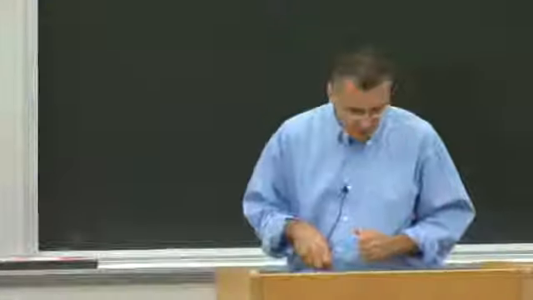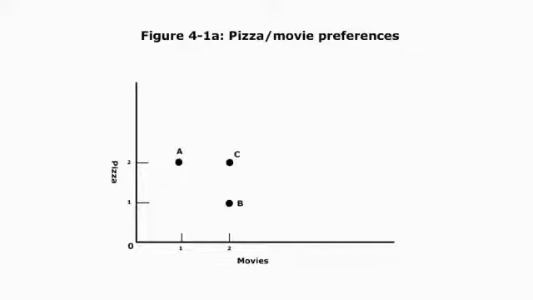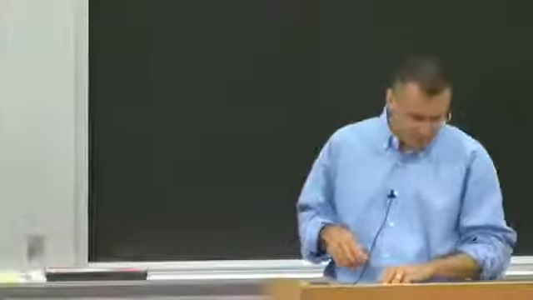We're going to consider you can have two pizzas and one movie. That's point A. You can have one pizza and two movies, that's point B. Or you can have two of both, that's point C. There's just three choices you're facing. Once again, we're ignoring paying for them. Budget constraints is next time. Now we're just saying I'm giving you these three choices. Well, how do you feel about them?